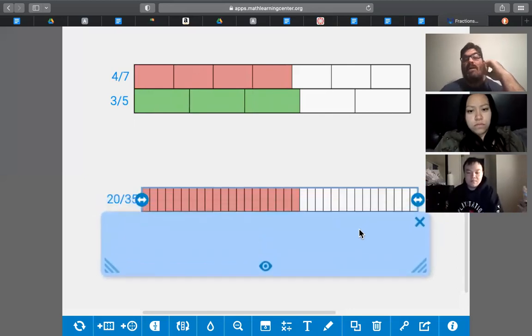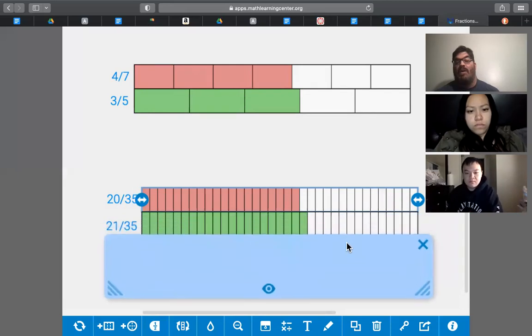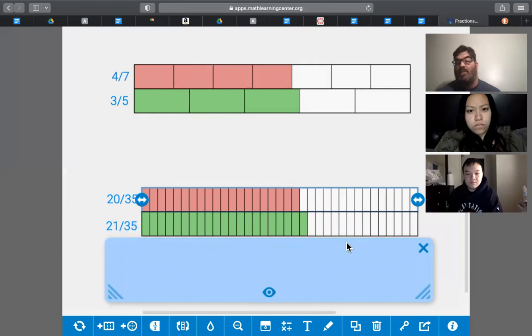Let's take a quick peek here and see what we got. So this one is our 20 over 35. Okay, and it's filled out. And now 21 over 35, you're right, there's one extra bar. And what happens if we fill up the rest of this bar? We end up getting what? A whole number? Excellent. Thank you, Amy.